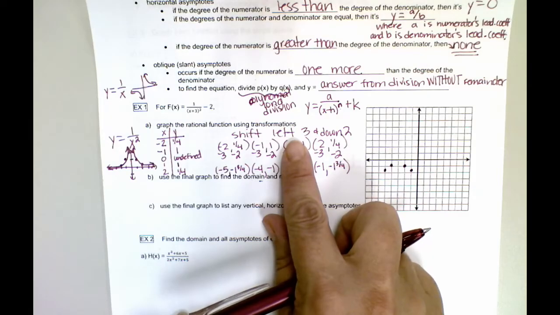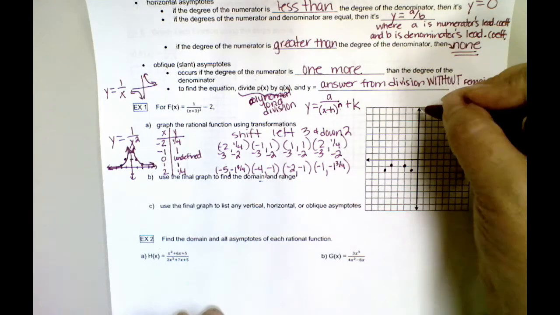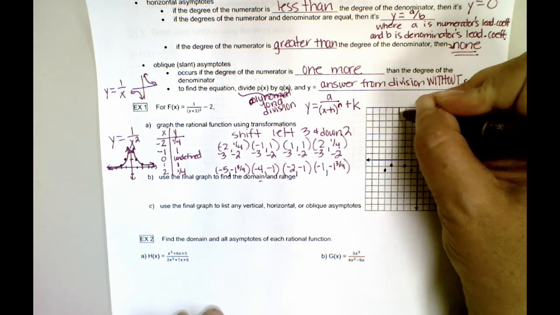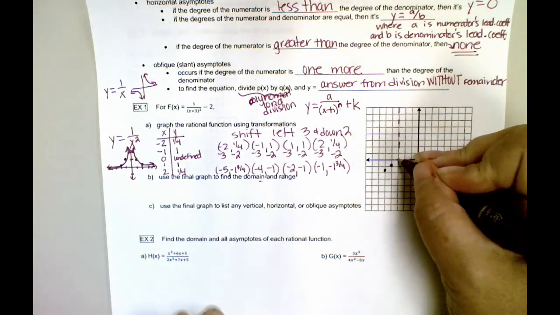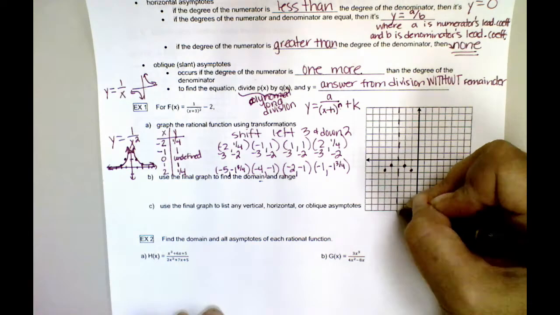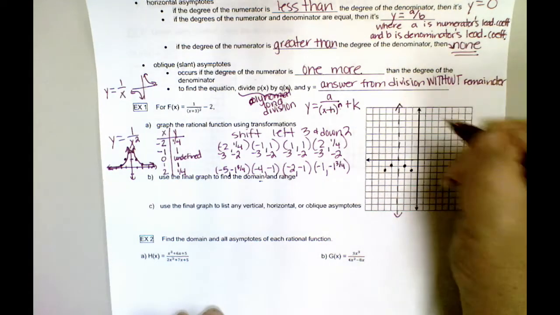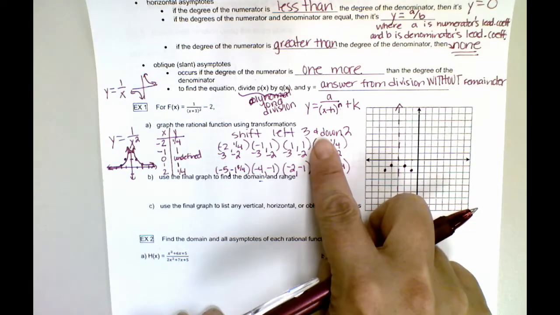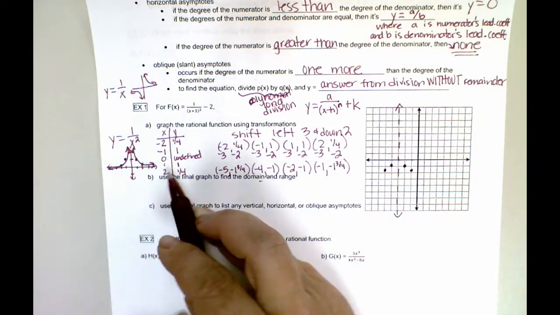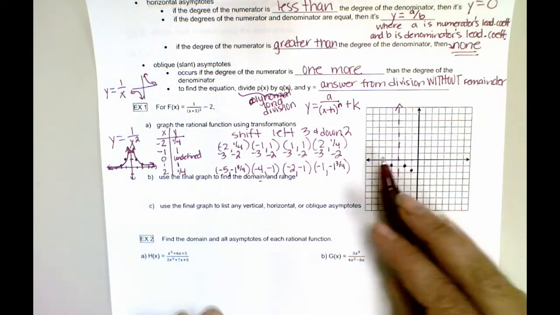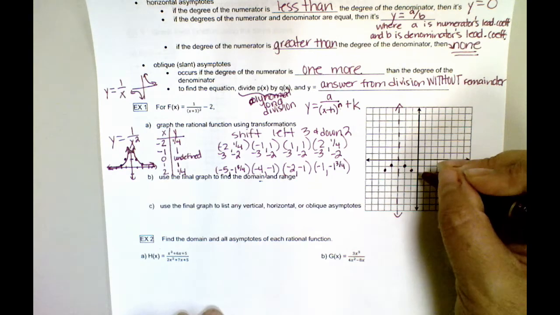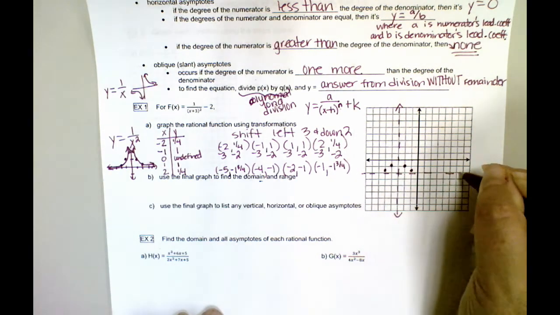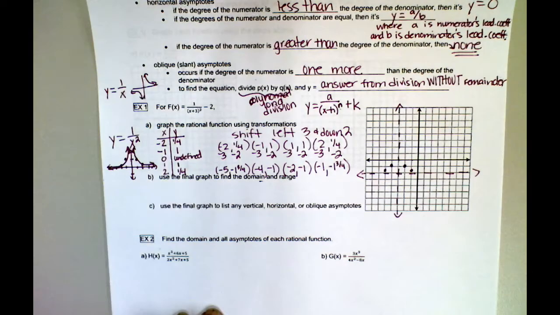Look at our shifts. Left 3. So that vertical asymptote that was on the y-axis goes 1, 2, 3 to the left. So you should have a dashed vertical line here at x equals negative 3 because there is my vertical asymptote. Down 2, that means that the horizontal asymptote that was on the x-axis gets shifted down 1, 2. And so now I've got those drawn.